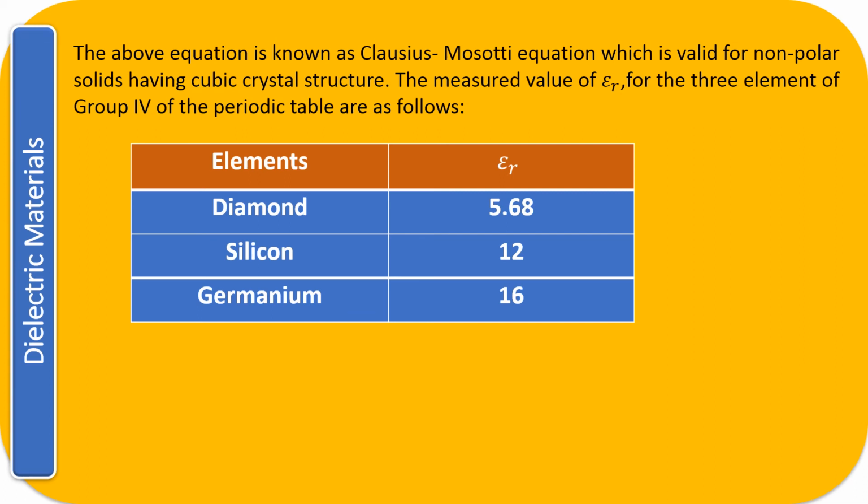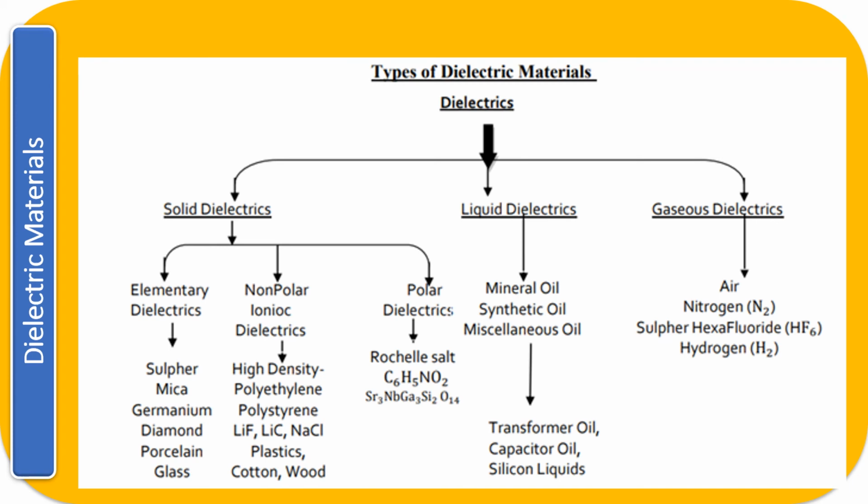Now I am going to move to the dielectric constant. Primarily we have three types of dielectric material, right? One is the solid type, another is the liquid type, and the third is the gaseous type.